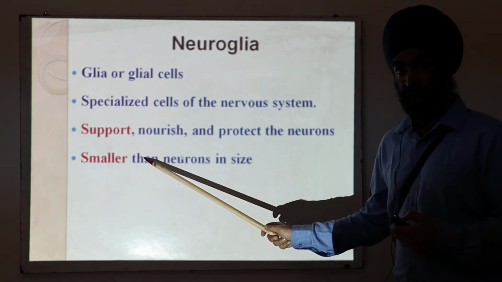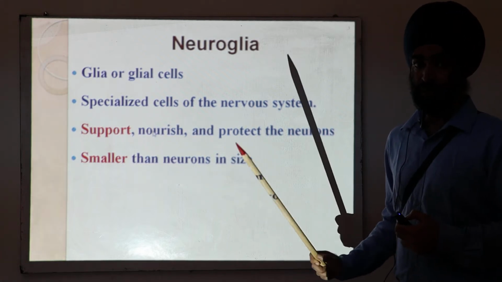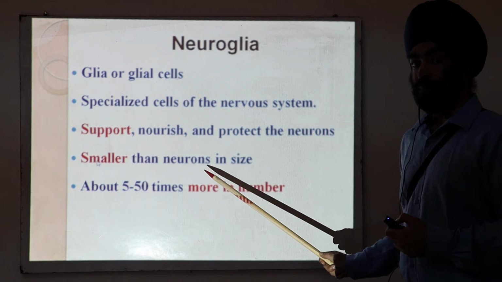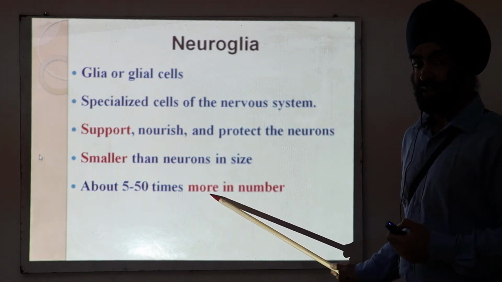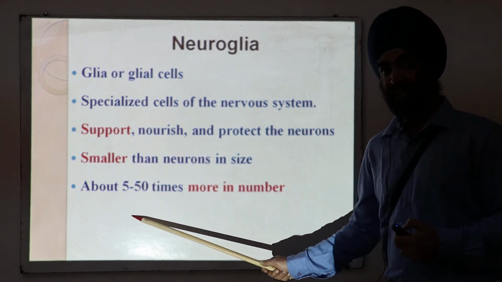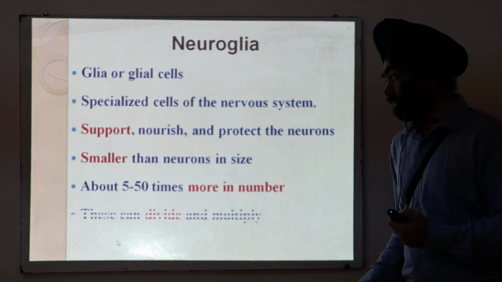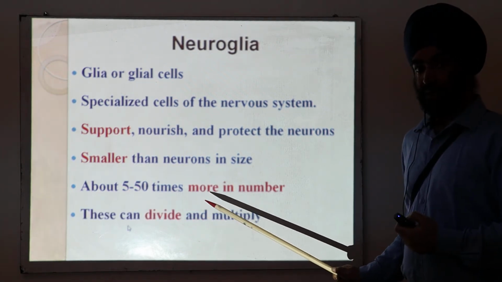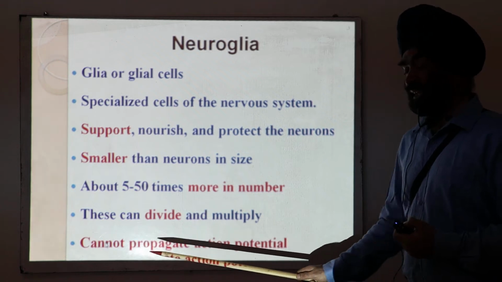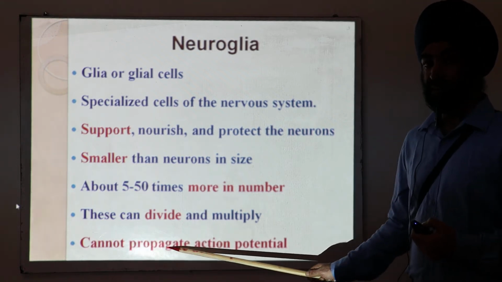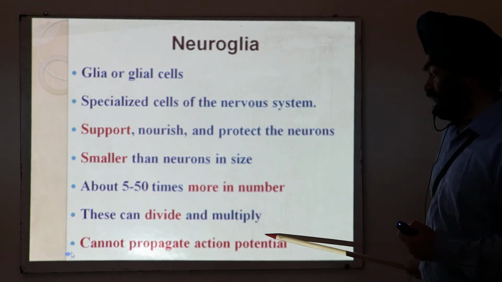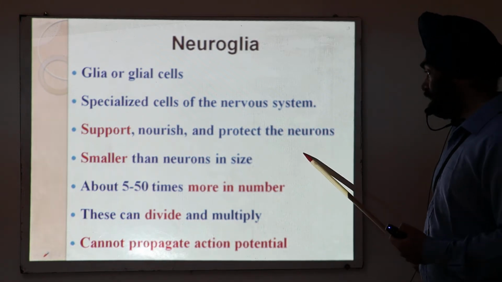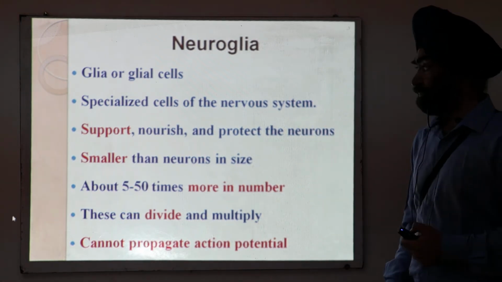They are much smaller in size as compared to the neurons. But the important thing is their number is not less, the number is very high. You can see 5 to 50 times more than the neurons. Moreover, these cells can divide and multiply, but these cells cannot generate or propagate action potential. This property is only with the neurons, not with the neuroglia.